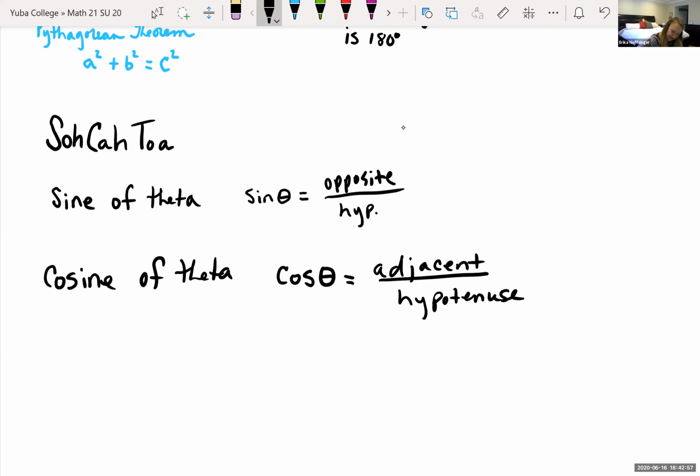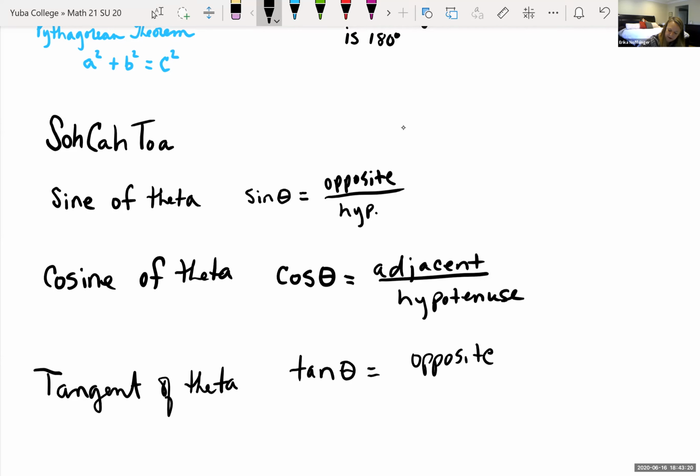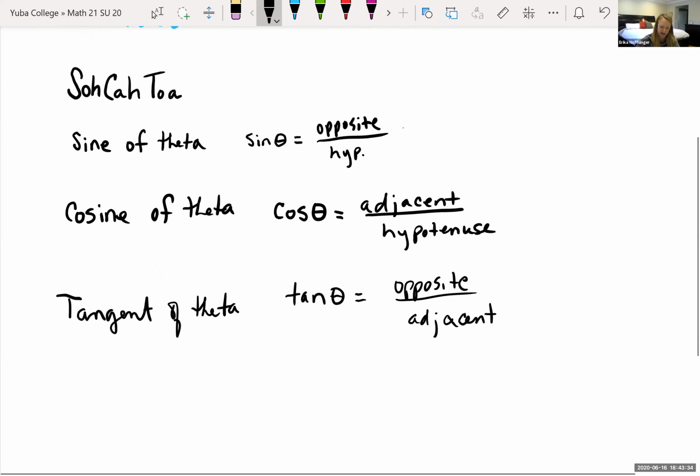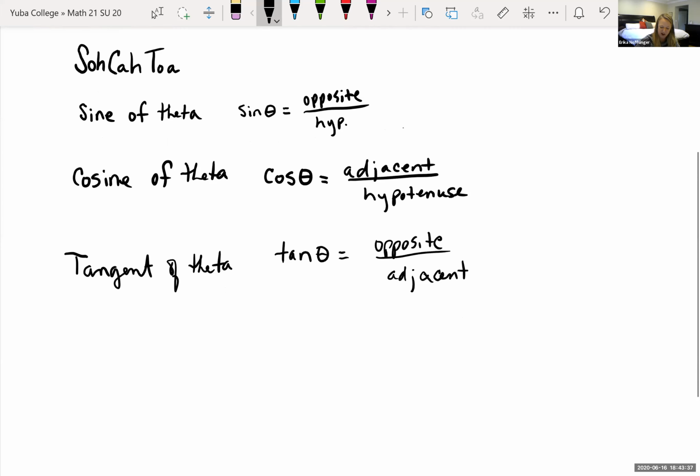And then last but not least, well, there's more, but if we know these, we can get the other ones. We have tangent of theta, tan theta, which is equal to O, the opposite of theta, all over the adjacent side. Theta is just representing the angle of the triangle.